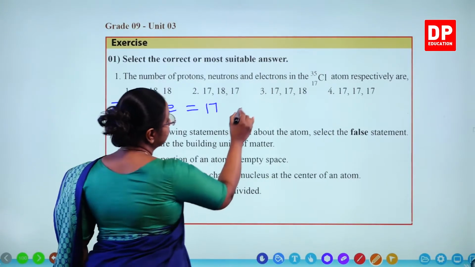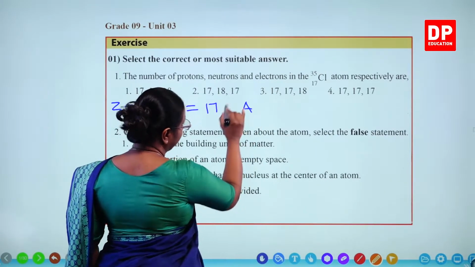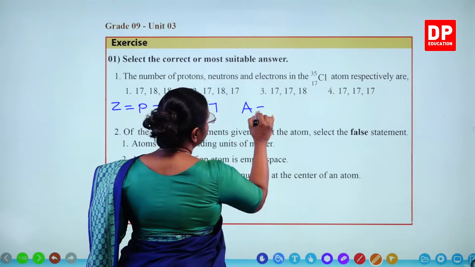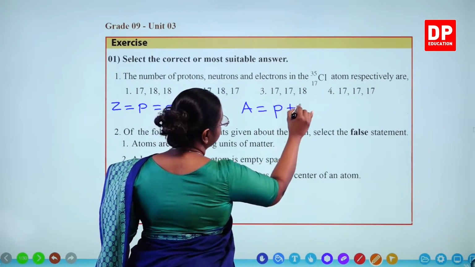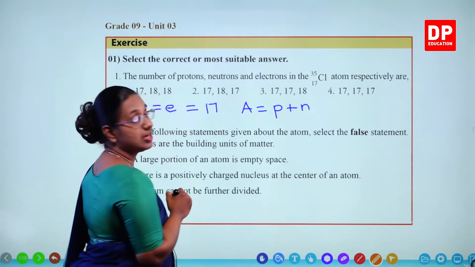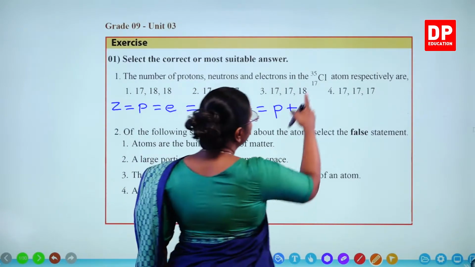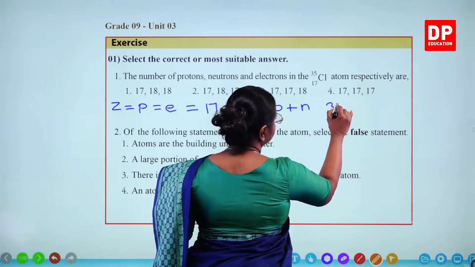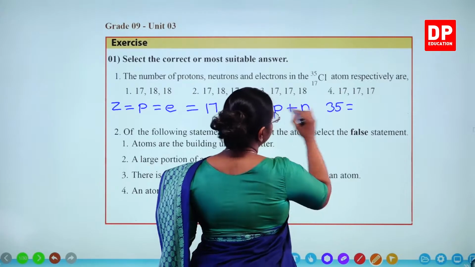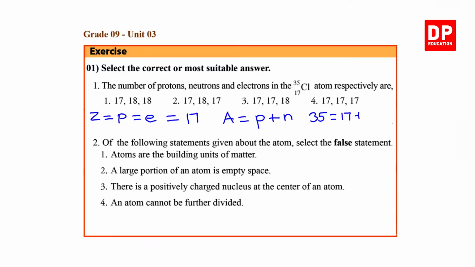Then what is mass number? Mass number A, you all can remember the symbols also, is equal to number of protons plus number of neutrons. So what is mass number? They are 35. That is equal to proton 17 plus neutrons. So if you find the number of neutrons, 35 minus 17, you will get the value as 18. So that is how you calculate the number of subatomic particles.